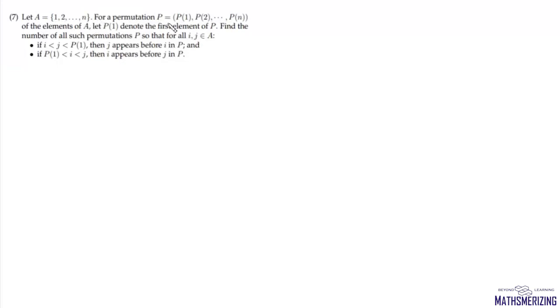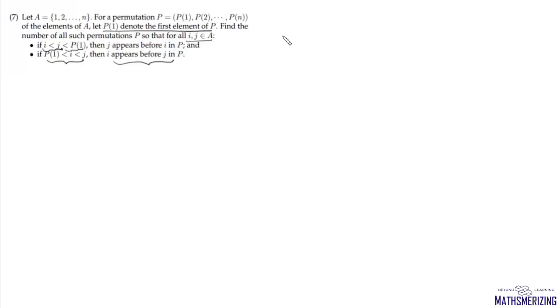For a permutation P which is equal to P1, P2 up to Pn of the elements of A, let P1 denote the first element of P. Find the number of all such permutations P so that for all i, j belonging to A, if i is less than j is less than P1, then j appears before i in P, and if i is less than j but greater than P1, then i appears before j in P.